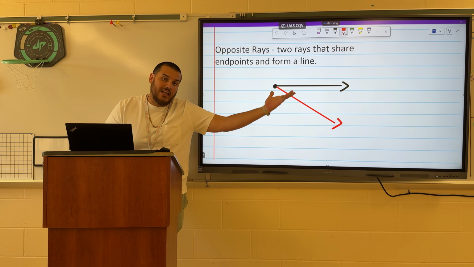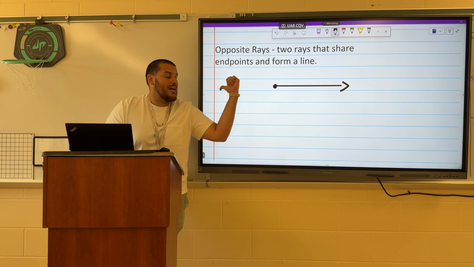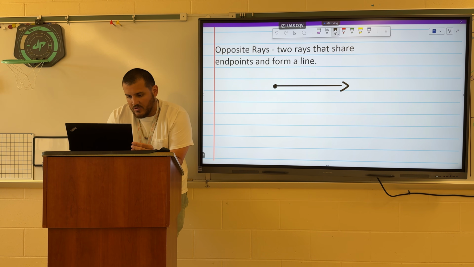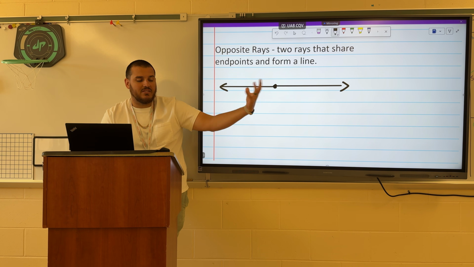This, we will learn, is an angle. To be opposite rays, I need to be going the exact opposite direction of this ray. So that would just be going here to the left. That will create a line. So this is what opposite rays look like.